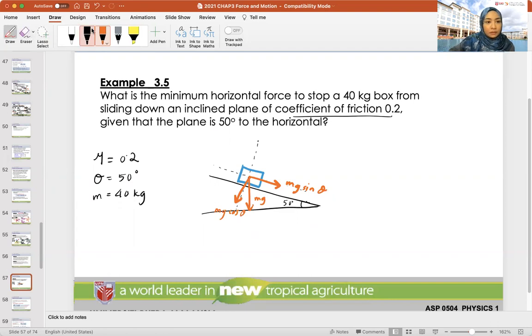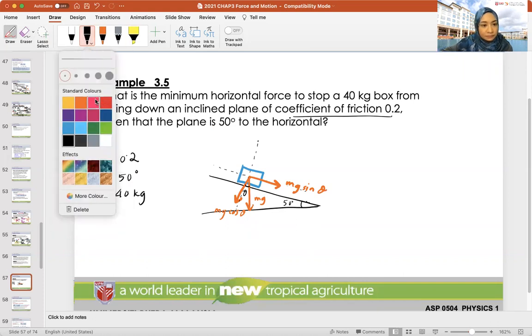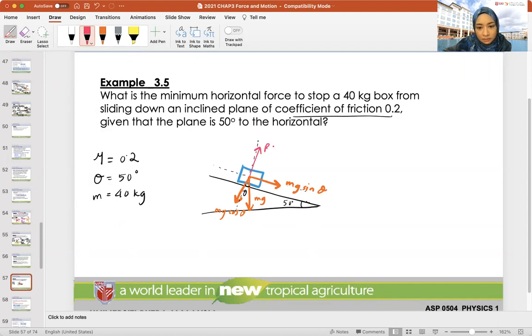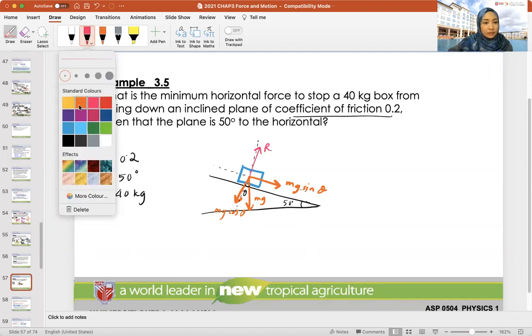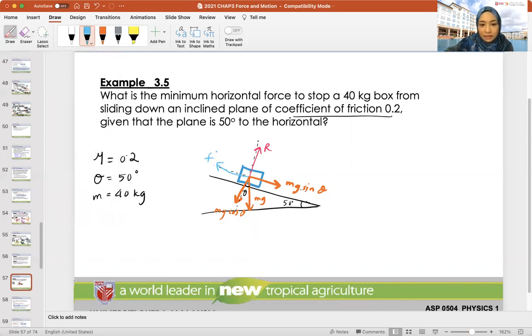Betul. Okay, what else? What else do we have here? R. R, which is perpendicular. What else? F. Friction, yes. Okay, everyone is like senang sangat dah free body diagram ni. Betul, dah jadi senang kan sebab kita dah tahu.